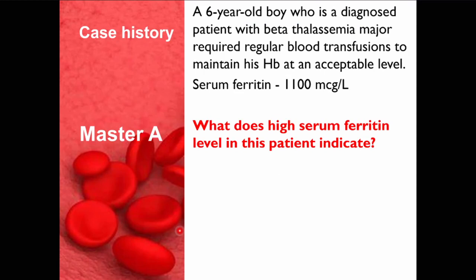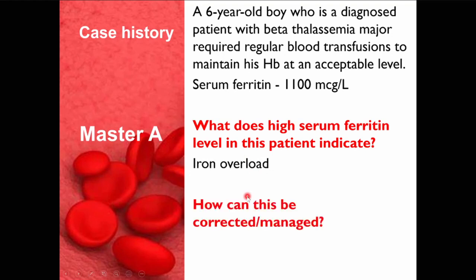So the final thing is about this iron overload. And I thought we'll start off with the case history in that as well. So it's a patient who has been diagnosed with thalassemia major, a young boy who has been found to need recurrent transfusions to maintain his hemoglobin. And when you do his ferritin level, it's very high, 1100. So what does this high ferritin indicate? It means that the patient has actually got iron overload.